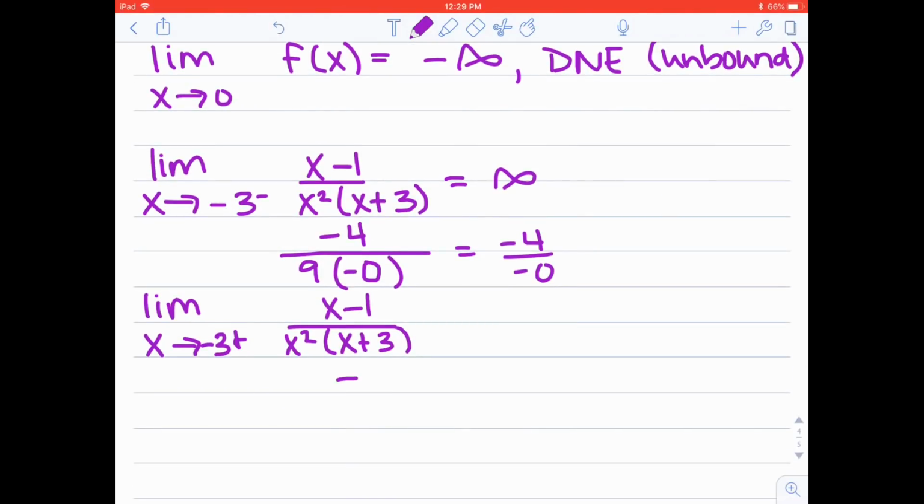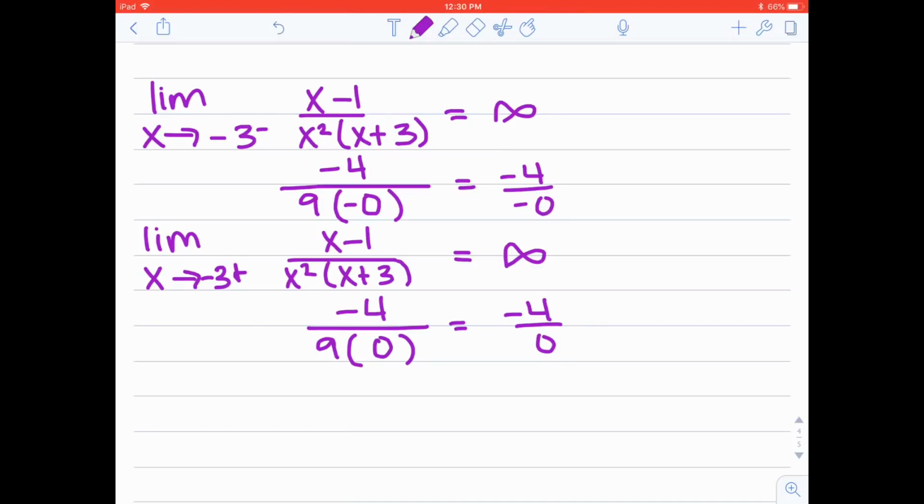So again, I've got negative 4. Again, I've got the 9. And again, the negative 3 and the positive 3 cancel out. But this time, since it was from the right, I wasn't really adding 3 to negative 3.001. I was adding 3 to negative 2.99999. It's something a little bit less than 3. And so what actually happens is, even though that number is really, really close to 0, it's a positive 0. And so that means that this is actually approaching positive infinity.